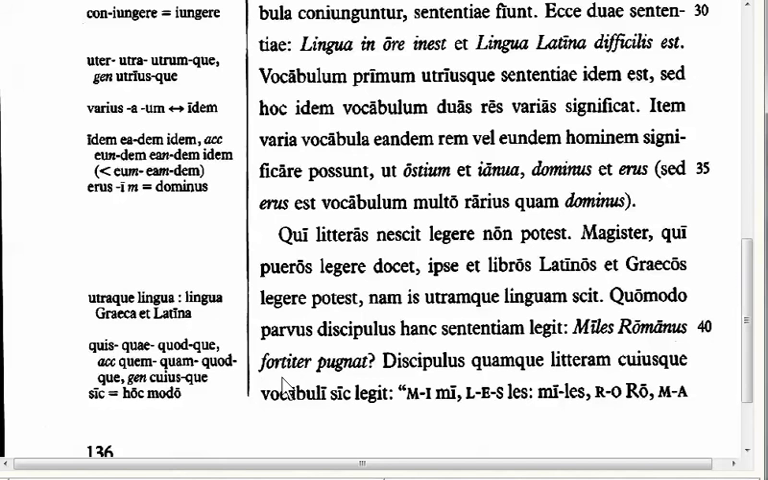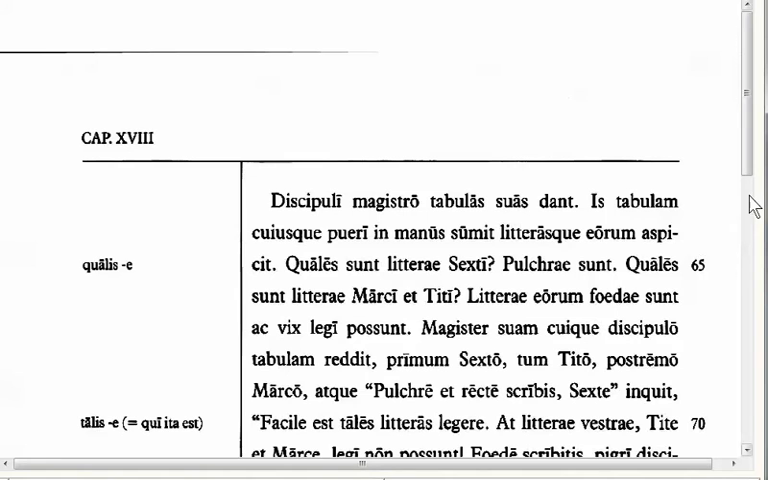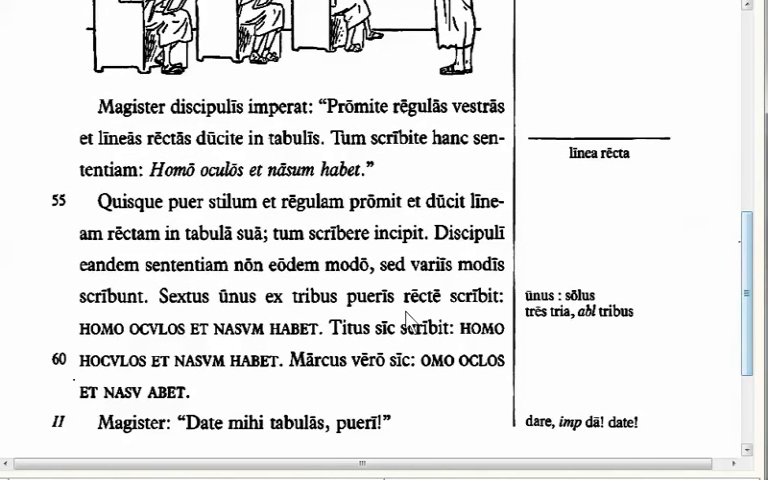The next new feature I want to point out is in lines 60 to 61. And we see in those lines that Titus sic scribit. Titus writes in this way, "homo hoculos et nasum habet." Marcus vero sic, but Marcus writes like this, "homo oculos et nasu habet."